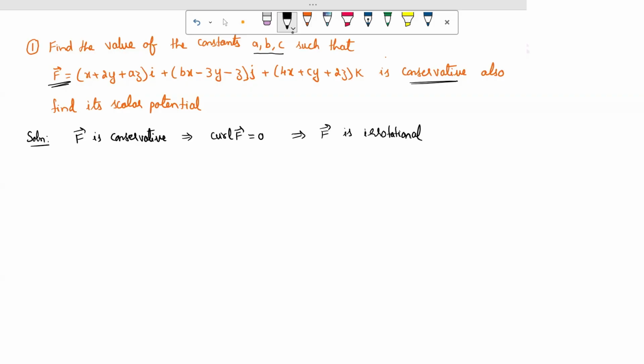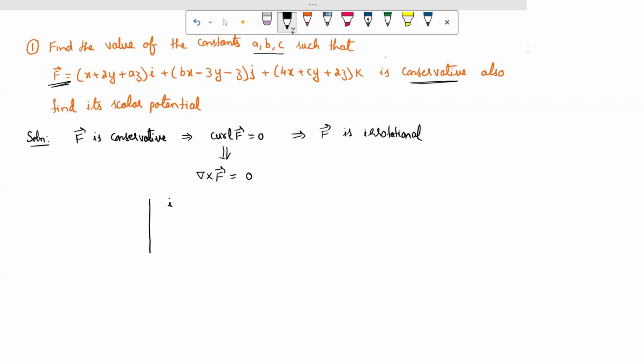Since vector F is conservative, it is irrotational, so curl of vector F is 0, or curl of vector F can be written as del cross vector F equals 0. Taking this, we have to find the values of a, b, and c. Curl is represented by a determinant. Let us write down the determinant.